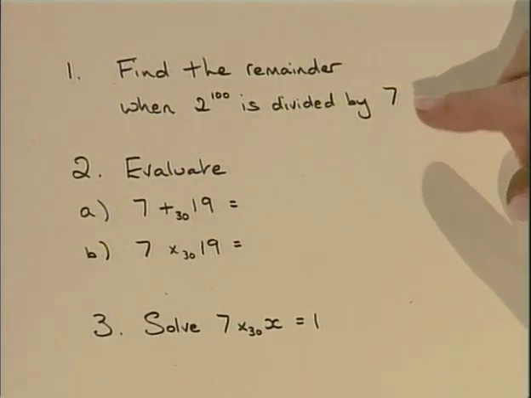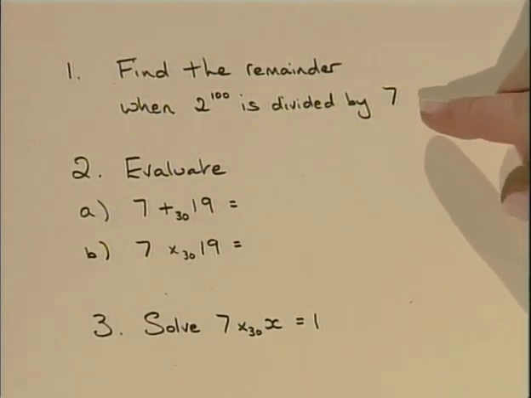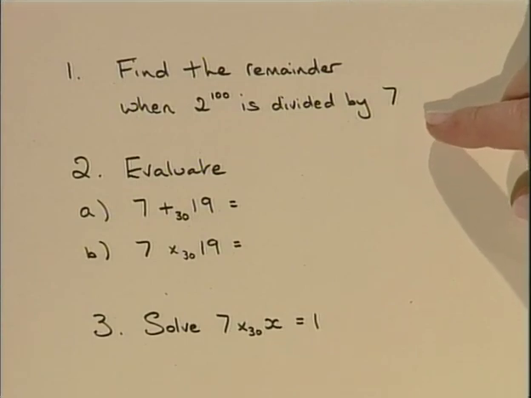The first problem is to find the remainder when 2 to the power 100 is divided by 7. Now, you might be tempted to use your calculator, but that will only give an approximation for 2 to the power 100. But you'll see that this is in fact a very straightforward problem.